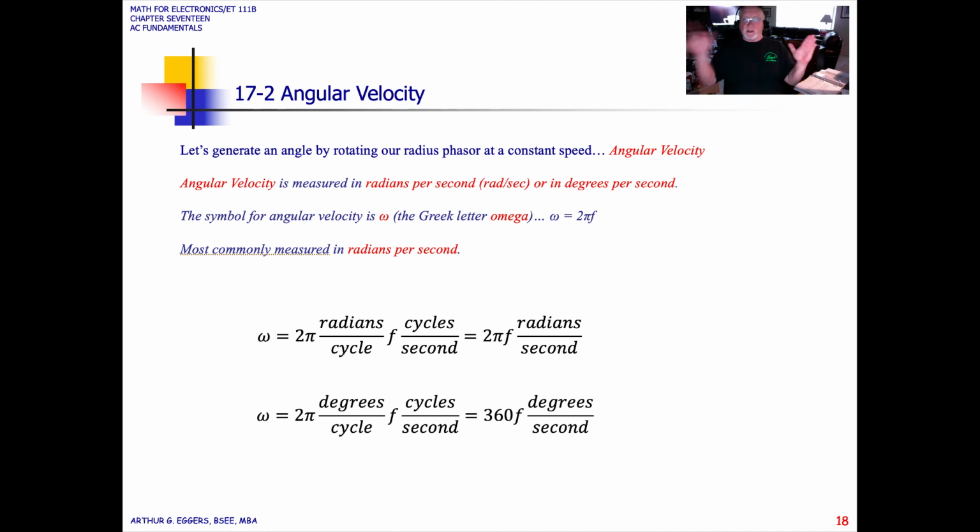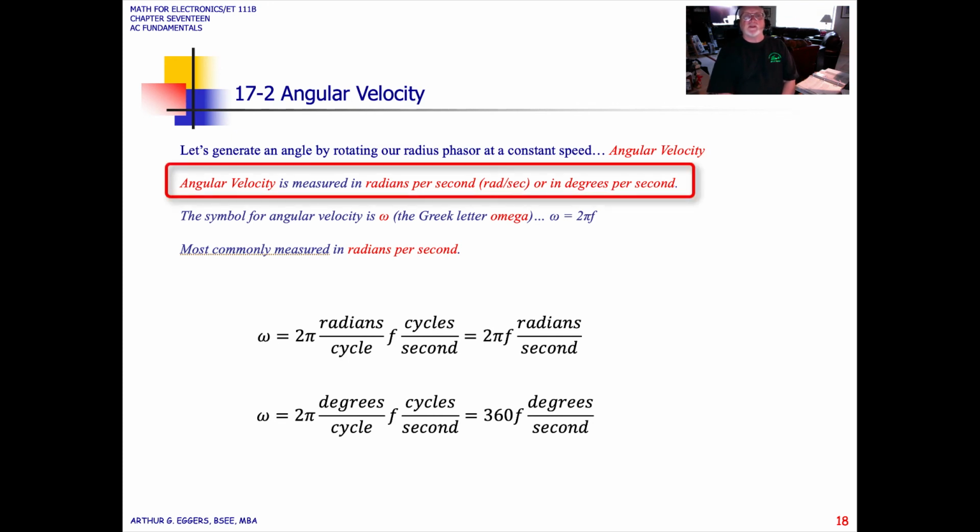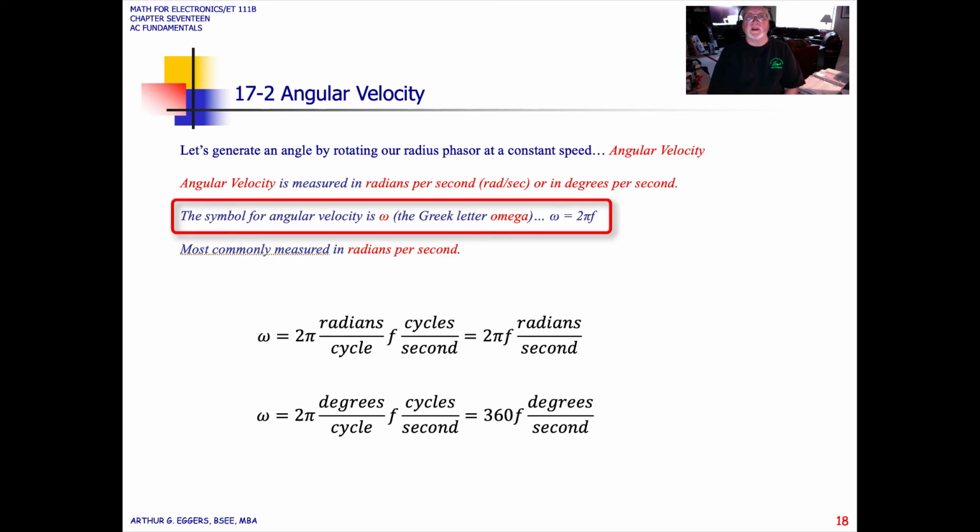As we speed up the angular velocity, the frequency starts to compress because it gets higher and there are more cycles per second. So the angular velocity is measured in radians per second or degrees per second. If we cram more radians per second in there, we're going to have a higher frequency. The symbol for angular velocity is omega, the Greek letter omega, which looks like a little tiny w.